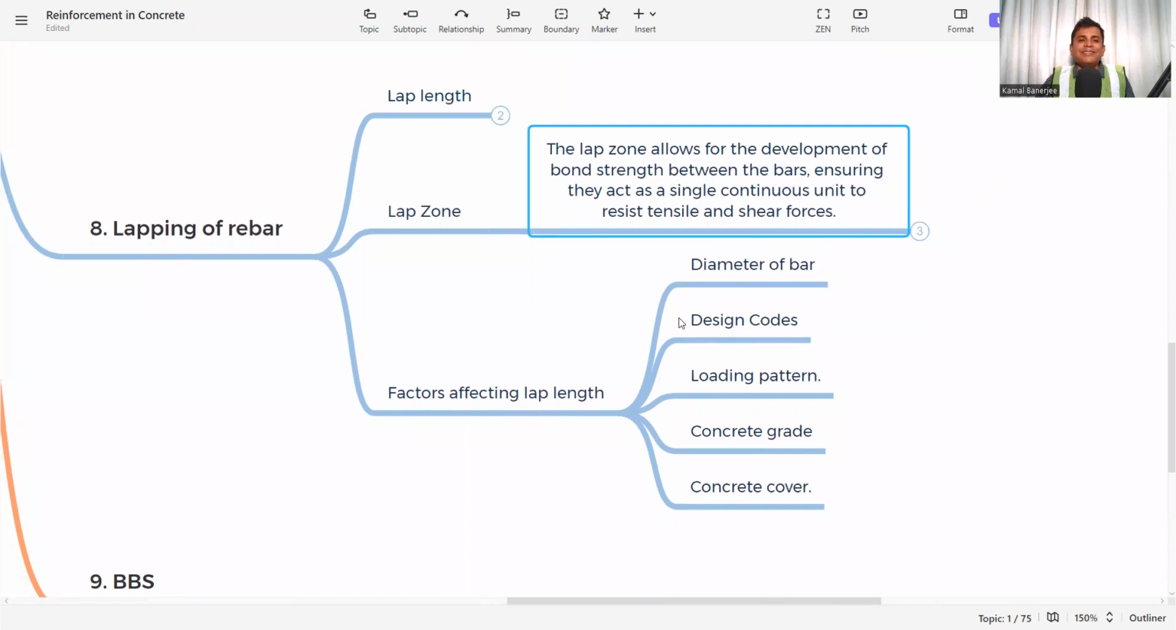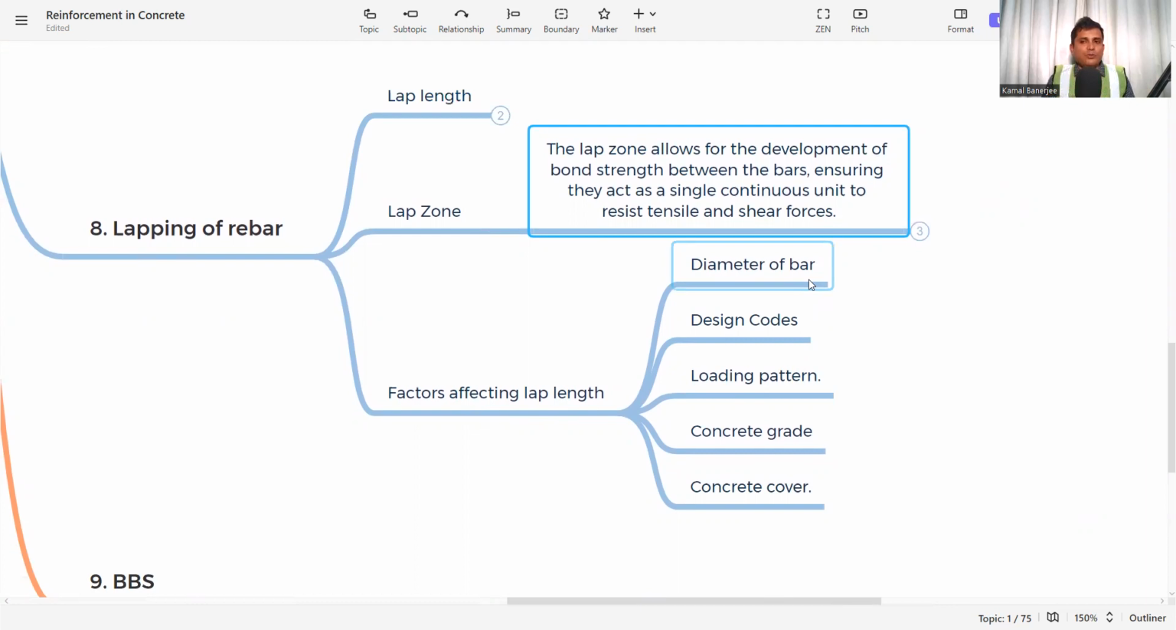Now, factors affecting lap length: the diameter of the bar, design codes, loading pattern, concrete grade, and concrete cover. These all have an effect on the lap length and the lap position.